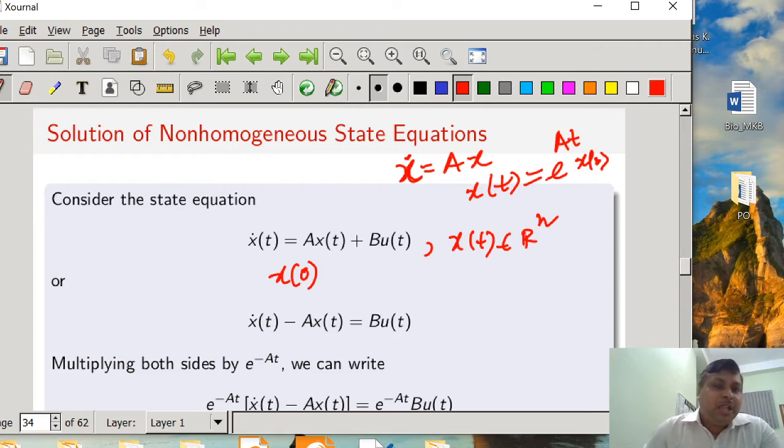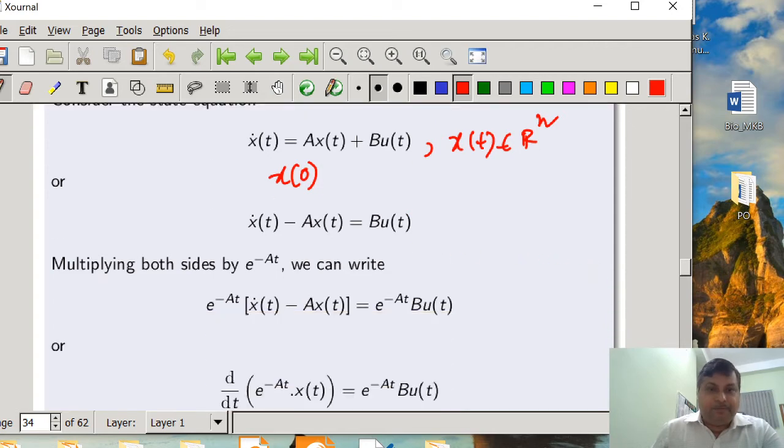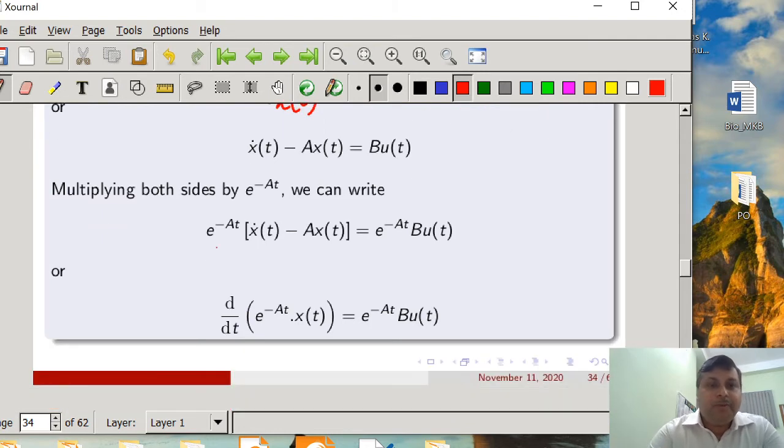Now this state equation can be rewritten as x dot t minus axt equal to b into ut, and now we multiply both sides by e to the power minus at. So we get e to the power minus at into x dot t minus axt equal to e to the power minus at b into ut, which can be written as d dt of e to the power minus at into xt equal to e to the power minus at into b into ut.